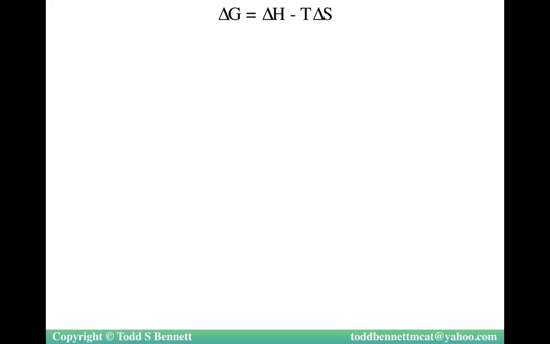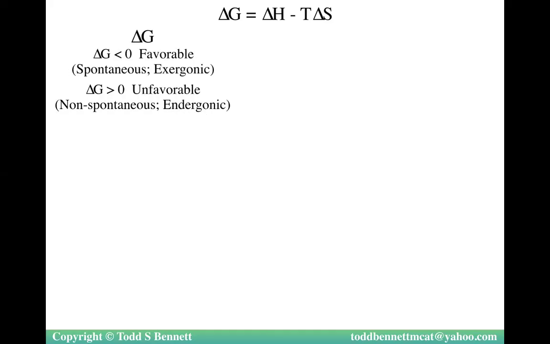So hopefully this equation, which is in alphabetical order, like everything in chemistry, G, H, and T, if we treat that as one word. So delta G, your free energy change. If it's negative, it's a favorable or spontaneous or exergonic reaction. If it's positive, it's unfavorable or a non-spontaneous endergonic reaction.